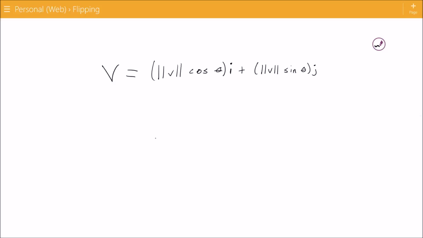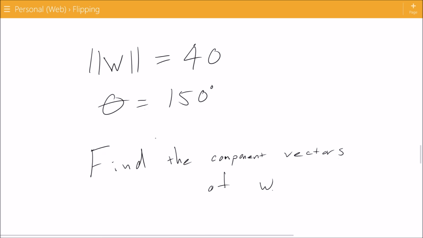Okay, let's practice one. Work on this in your notebook. If the magnitude of a vector w is 40, and you've got an angle theta from the horizontal of 150 degrees, find the component vectors, the i and the j. All right, work on that, bring your questions, and have a great day.